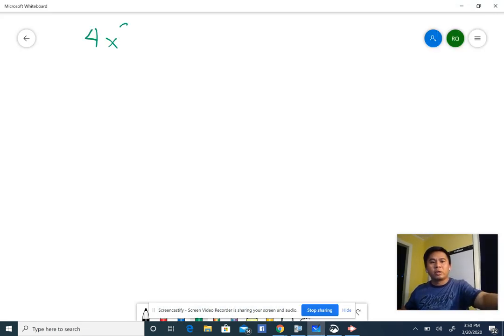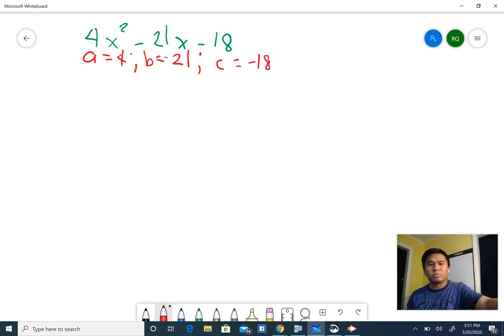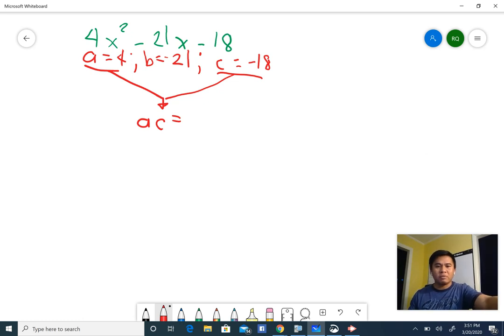So again, that'll be 4x squared minus 21x minus 18. The next thing to do with our AC method is to determine what these are. So in this case, this is my A, which is 4. My B is negative 21. And my C is negative 18. With that being said, I'll solve my A times C. A times C is negative 72 if you multiply both of them.